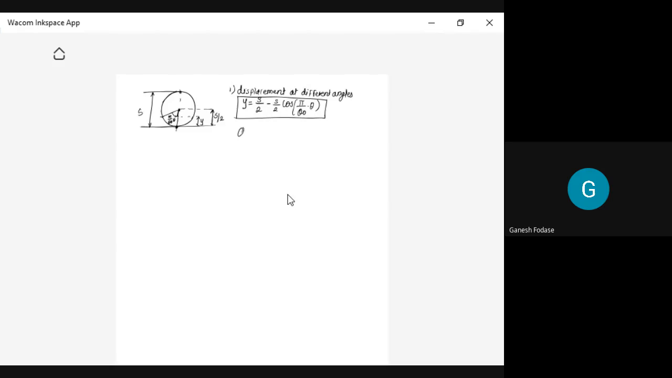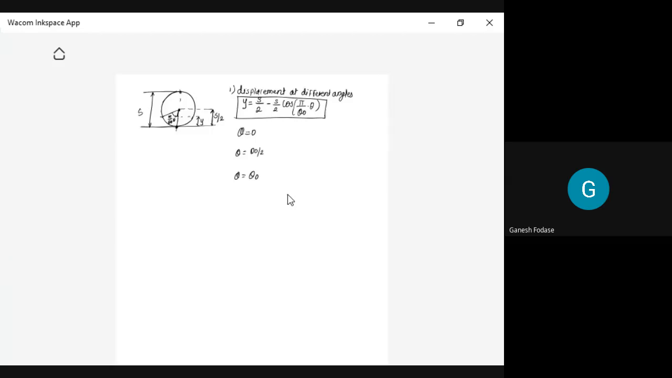So let's say at theta is equal to 0. Theta is equal to 0 means when? Find out the displacement at theta is equal to 0, theta is equal to theta o by 2, and theta is equal to theta o. You should know the meaning of this. At theta is equal to 0 means at the start of the outstroke. Theta o by 2 means half of the outstroke. And at theta o means at the end of the outstroke.